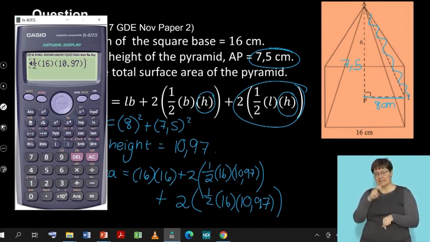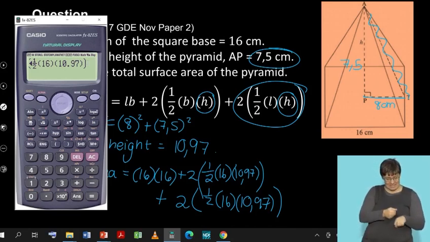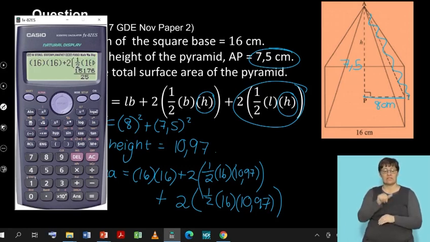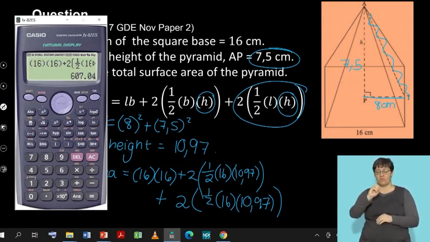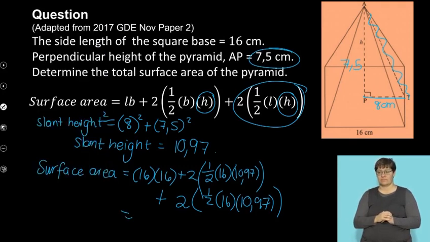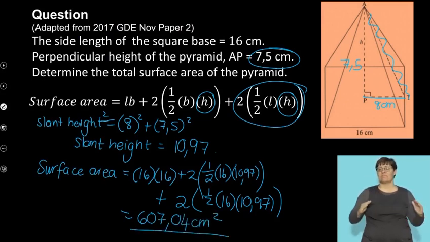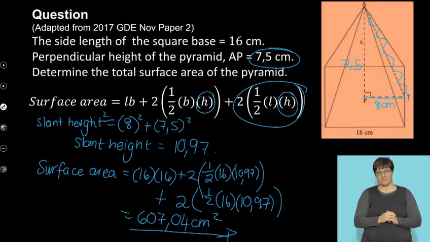Because for the surface area, I need the area of the base, and then I add that to the area of the 4 triangles that make up the rest of this pyramid. So the surface area will be 607,04. So guys, the surface area of this particular pyramid is 607,04 centimeters squared.